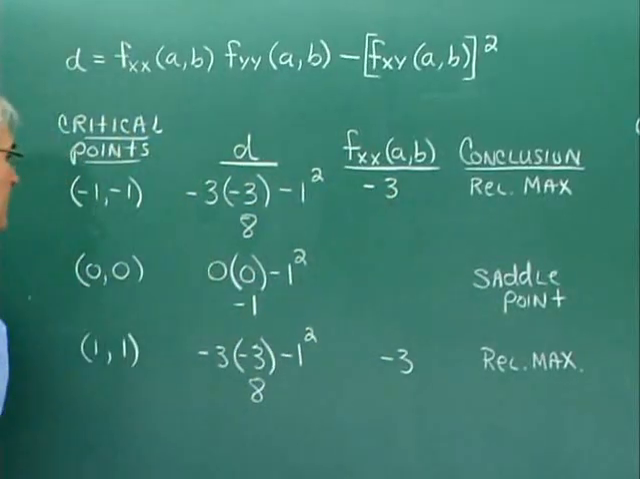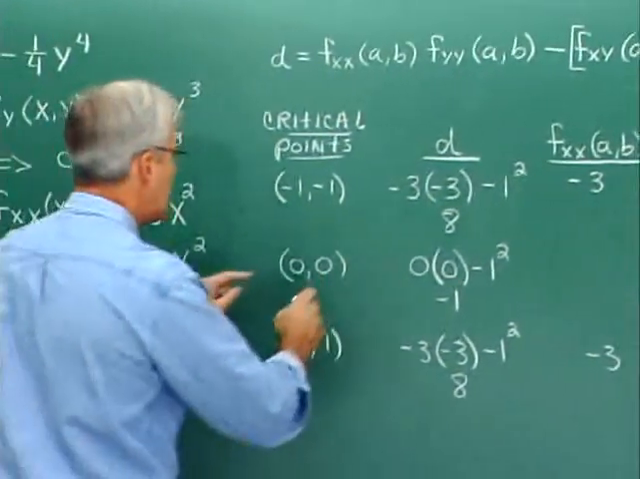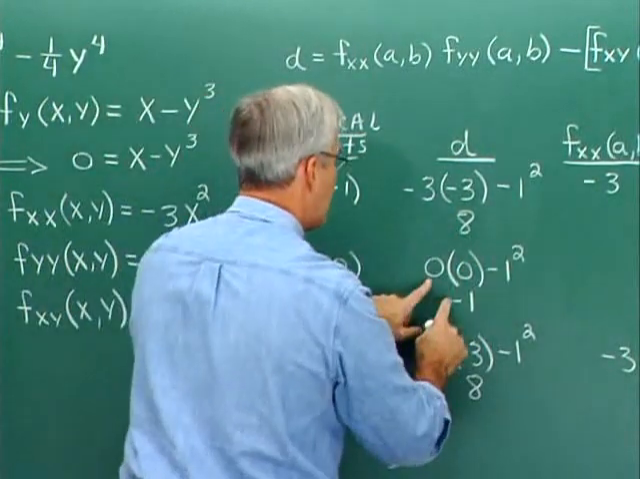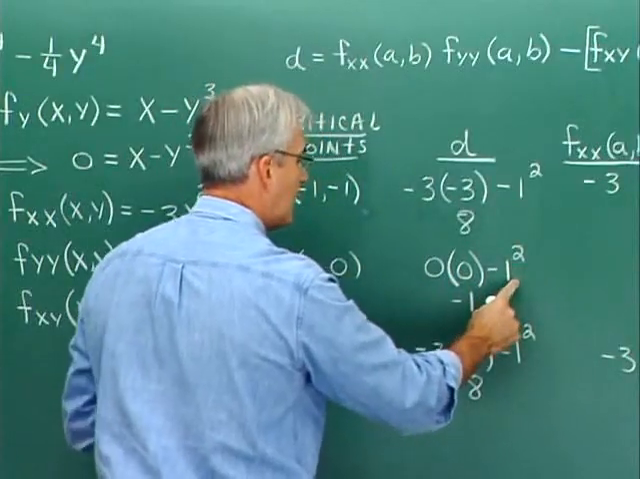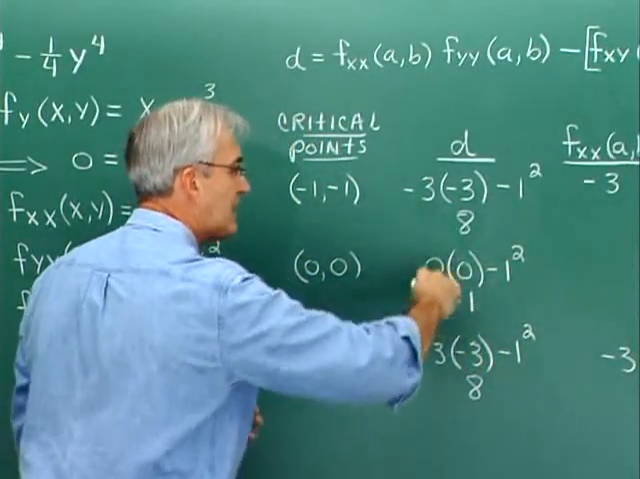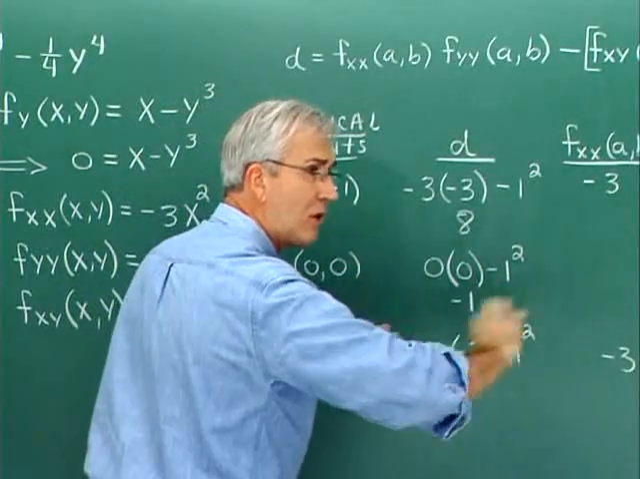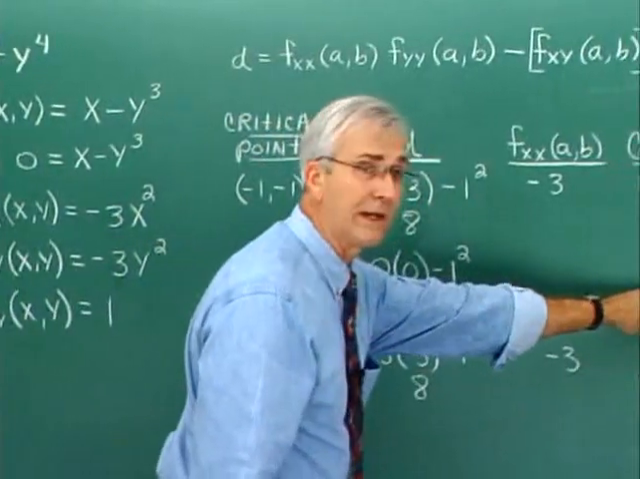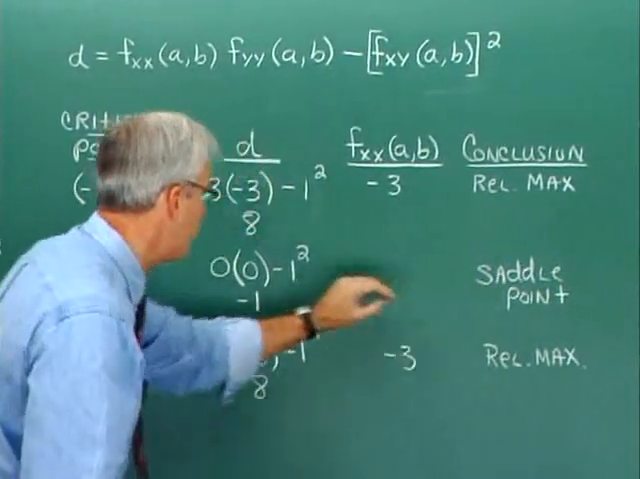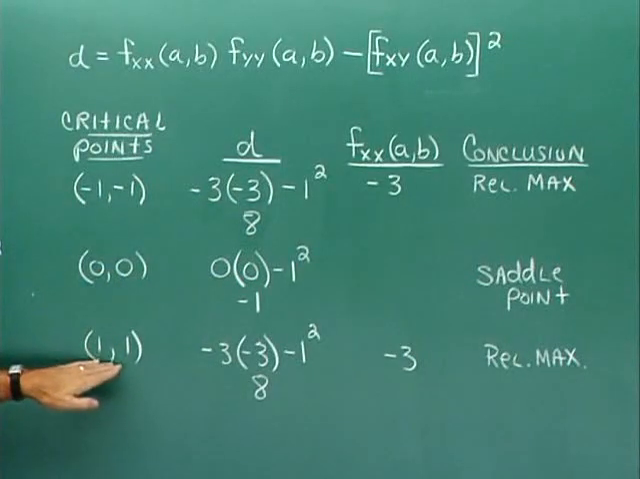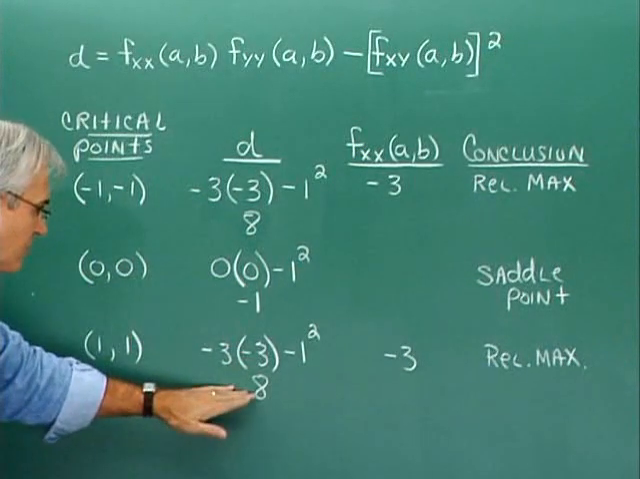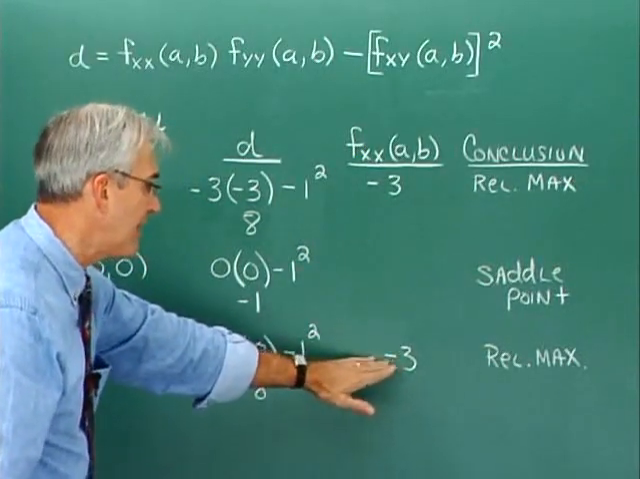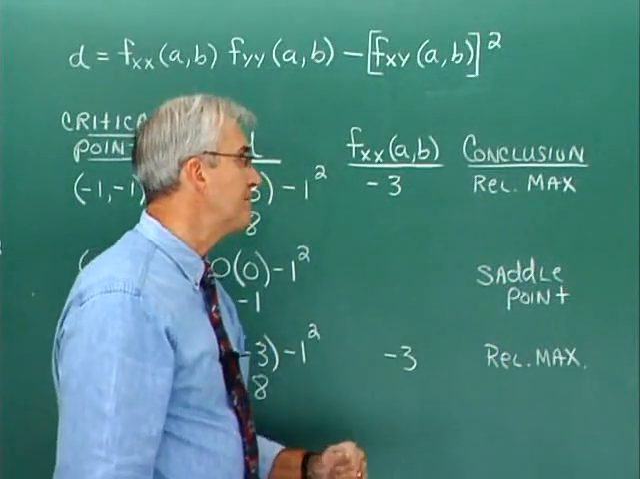And we run through the others in a similar way. Something interesting happens on this one. At the critical point 0, 0, when we evaluate for D, it turns out to be 0 times 0 minus 1 squared. Well, this is -1. So the value of D is negative, and we immediately skip over the idea of maximum or minimum, because as soon as we know that D is negative, we know we have a saddle point. All right, we know we have a saddle point. And then we come back and evaluate for the other critical point, the 1, 1, and once again, this turns out to be 8. And the value of this second partial derivative is negative, and that gives us another relative maximum point. Okay.